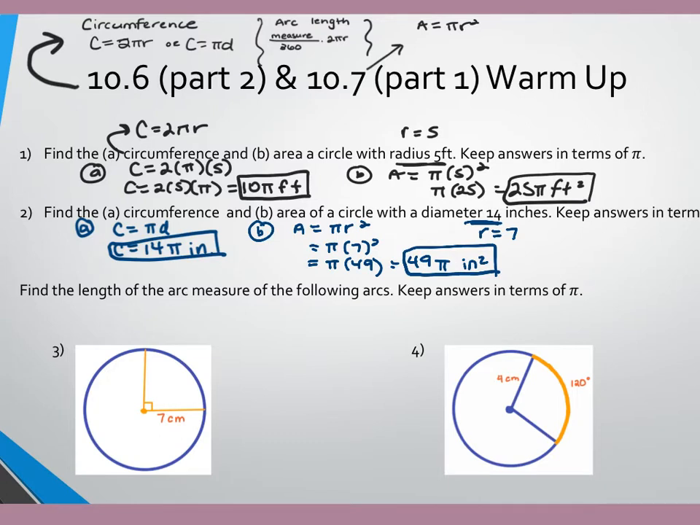Okay, then 3 and 4 say find the length of the arc of the following arcs. So for each one, we want to use the formula, that is the measure of the arc over 360 times 2 pi r. So the first thing we're going to do is identify what would be the degree measurement on the arc. That's the measure that's going to go over the 360.